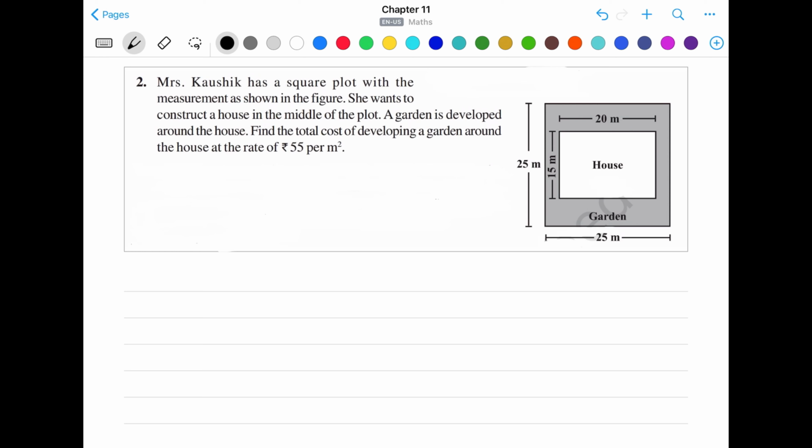Question number 2 is, Mr. Kaushik has a square plot with the measurement as shown in the figure. She wants to construct a house in the middle of the plot. A green garden is developed around the house. Find the cost of developing the green garden around the house.